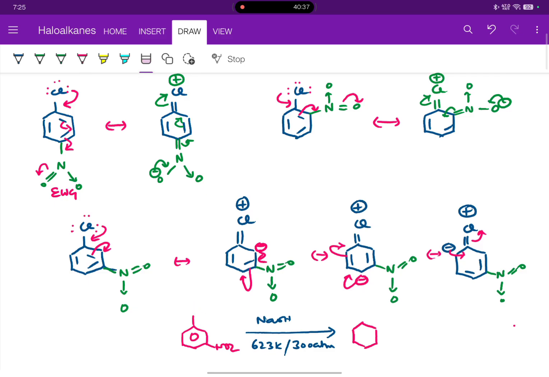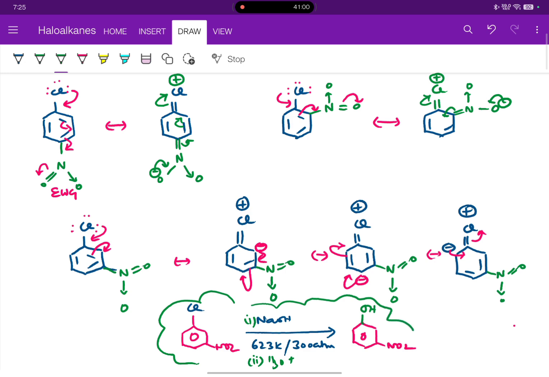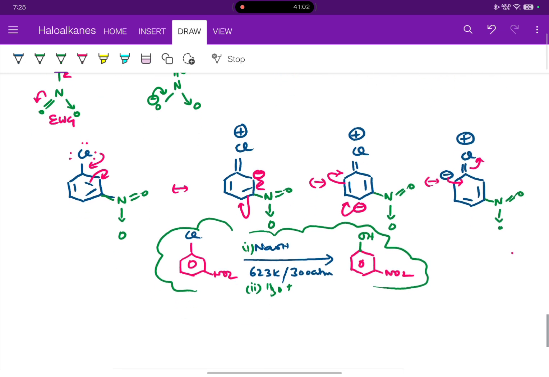Not phenol, chlorobenzene. So the incoming group will be ONa, and if you put H3O plus, it becomes OH. Correct? So that's why I told you the effect is much more noticed only in ortho and para position, but if it is going to be in meta, it doesn't.